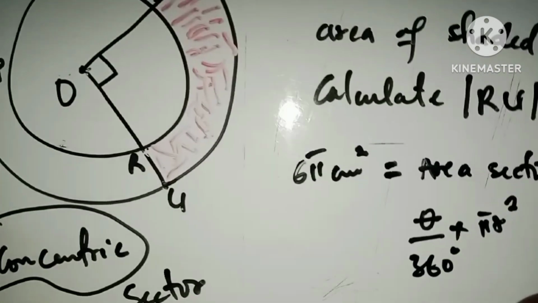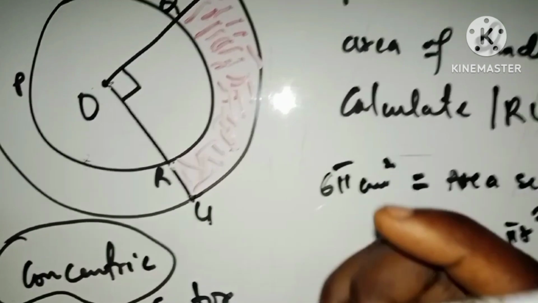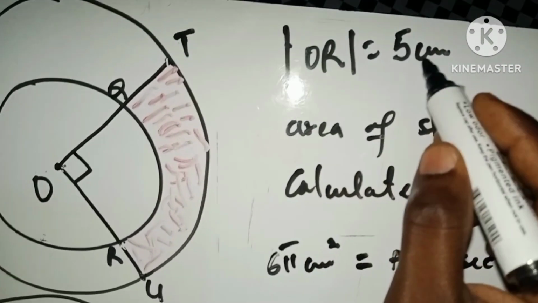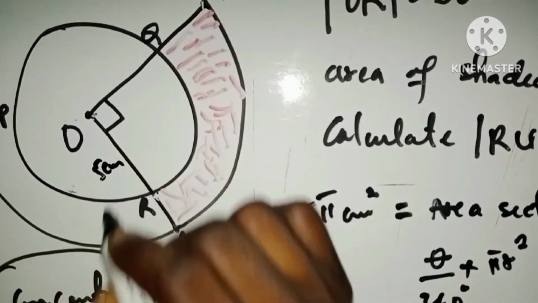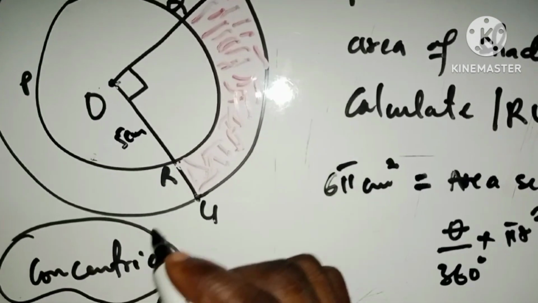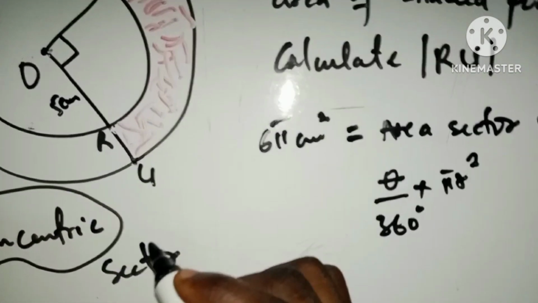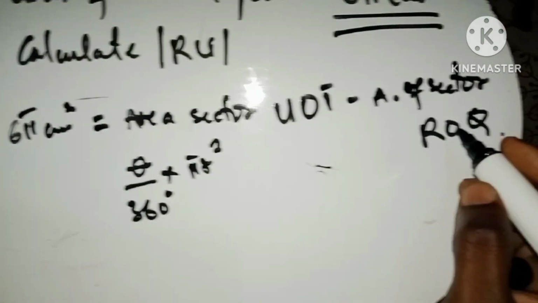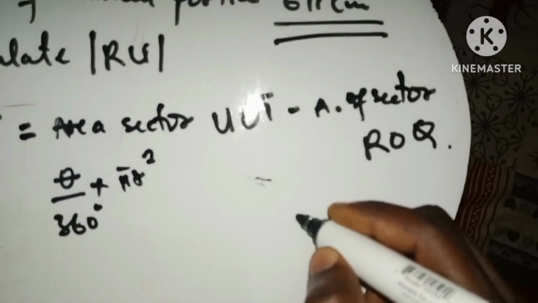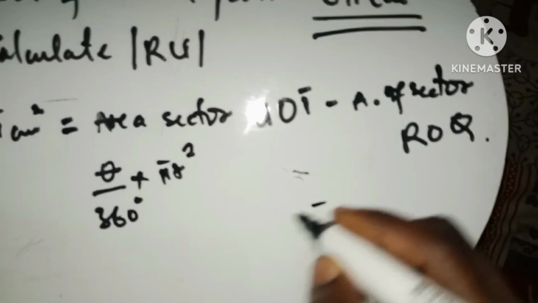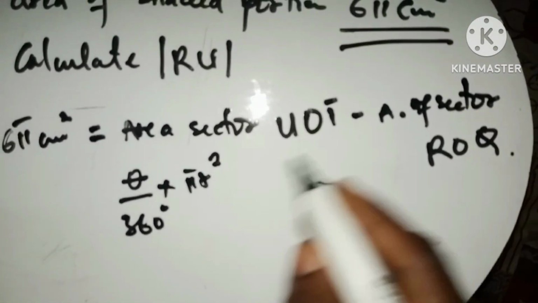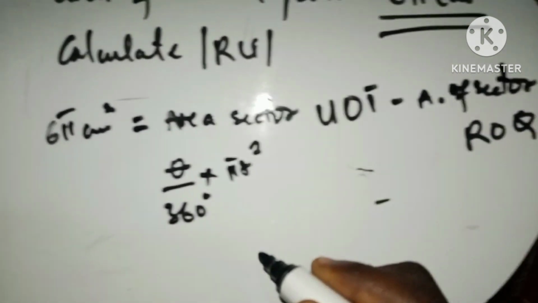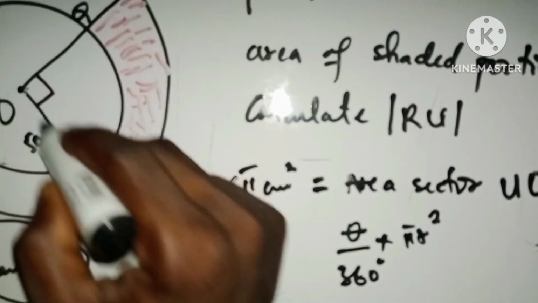So going back to the information given to us, we are told that OR here is 5 centimeters. So from here to here is going to be 5 centimeters. That is something straightforward to tell us the area of the small sector. We have all the information available, right? What matters here is the radius, that is 5 centimeters. So the radius is 5 centimeters.